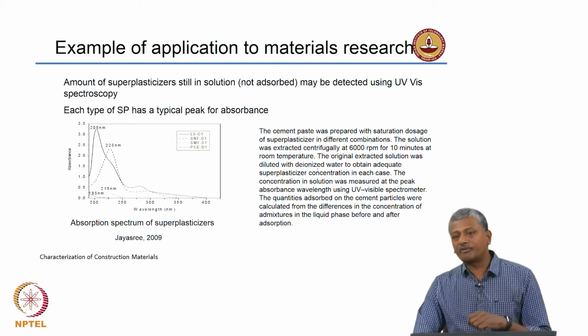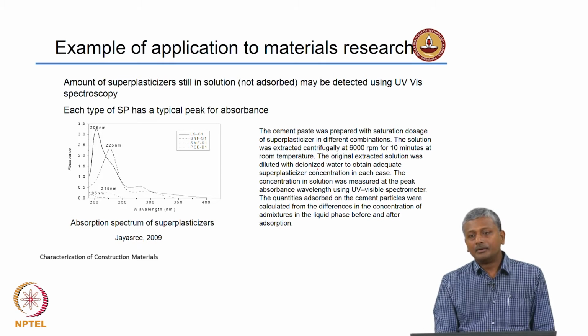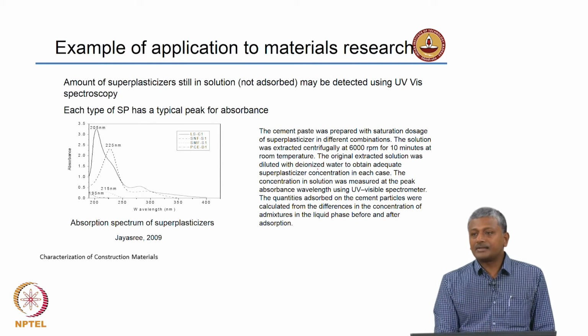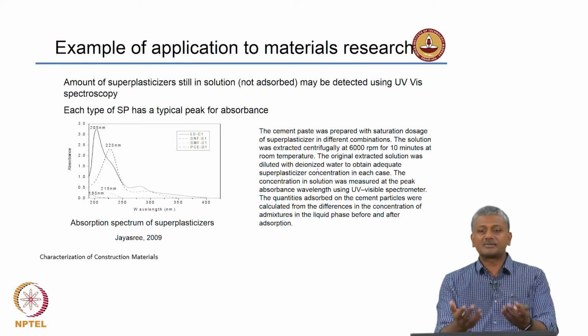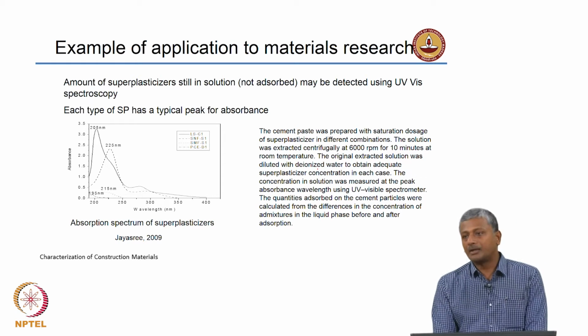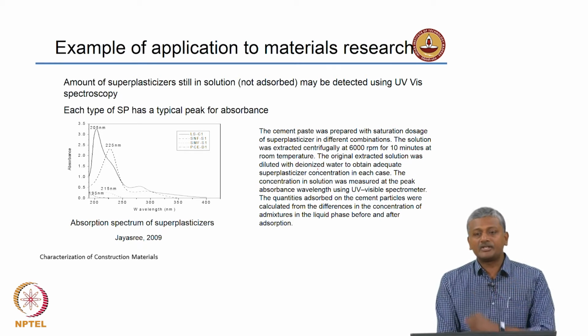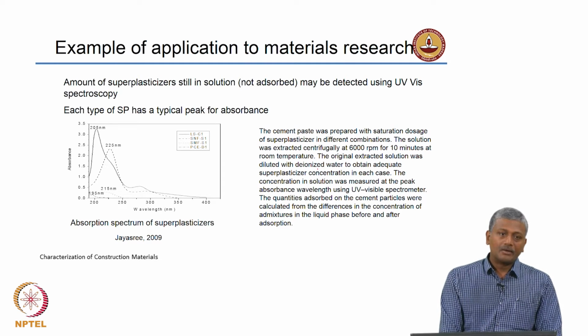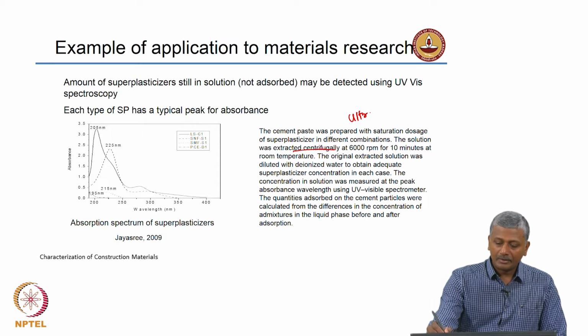So here we wanted to find out, based on the chemical species of the superplasticizer, what was the tendency of these superplasticizer molecules to get adsorbed in the beginning or with respect to time, or how much superplasticizer was still remaining in the solution. Now the problem here is we need to extract the superplasticizer from the cementitious paste. One way of extraction is by ultracentrifuging.